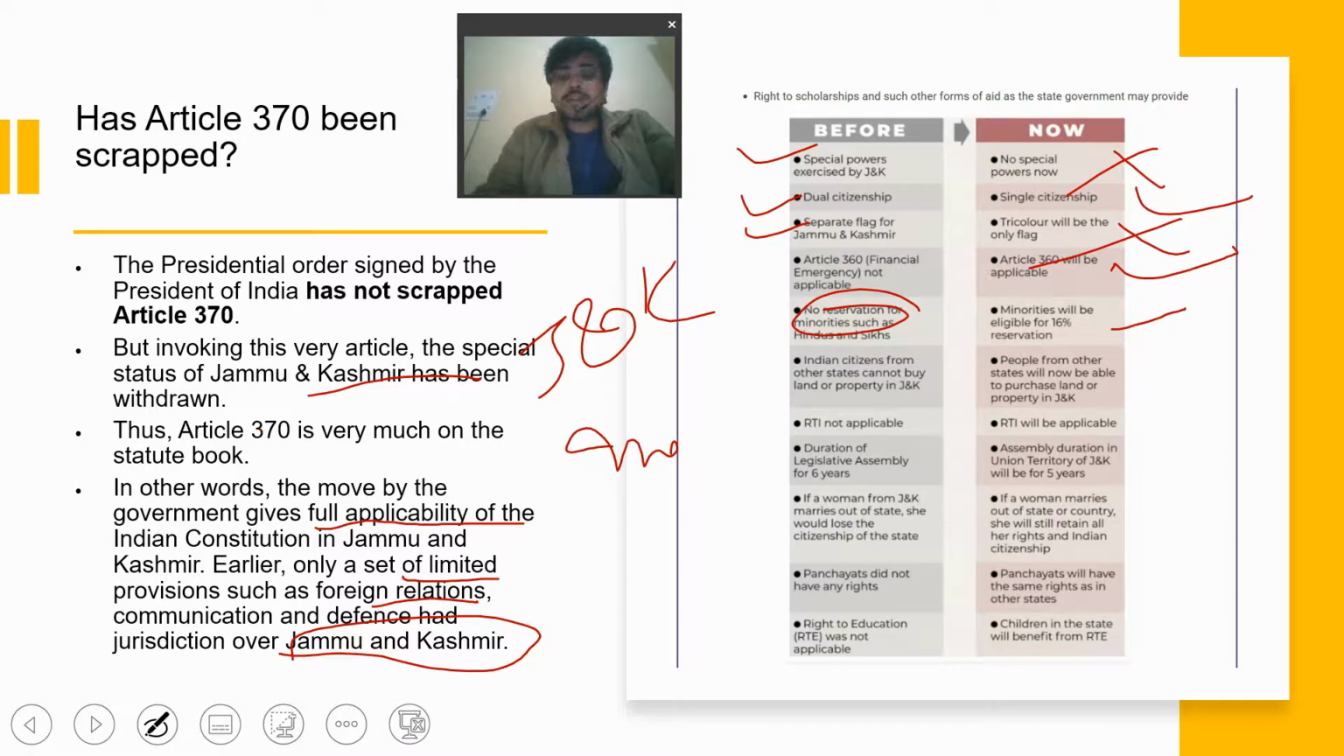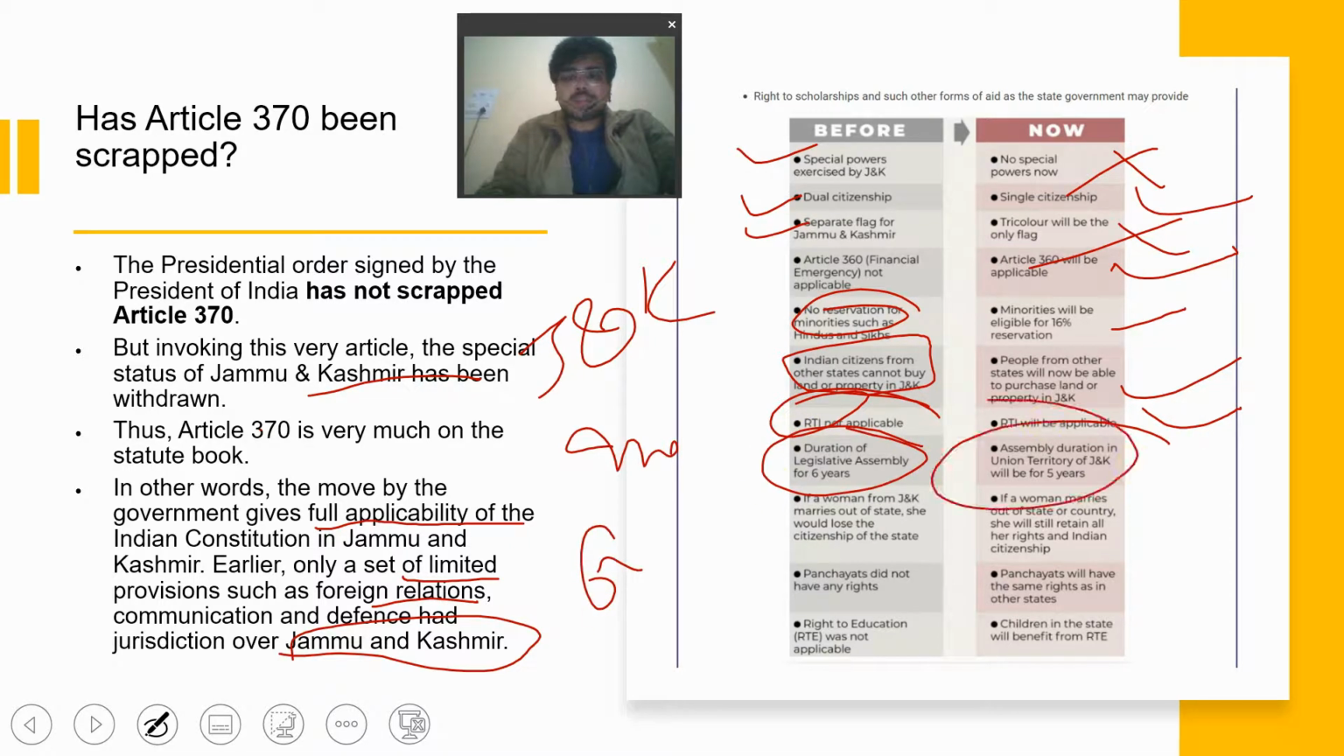Indian citizens from other states could not buy land and property in Jammu and Kashmir. Now any people throughout the country can buy land in the region. RTI, right to information, was not applicable. Now right to information will be applicable. Duration of the legislative assembly was 6 years. Now it will be 5 years, like for a normal state. And it has been converted to a union territory.